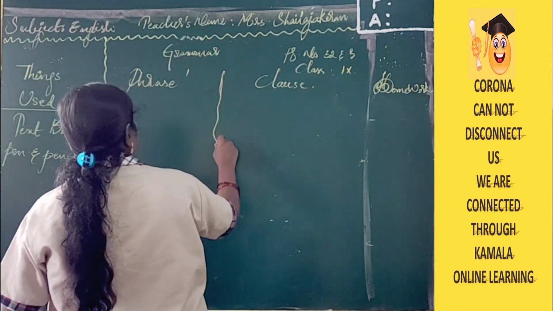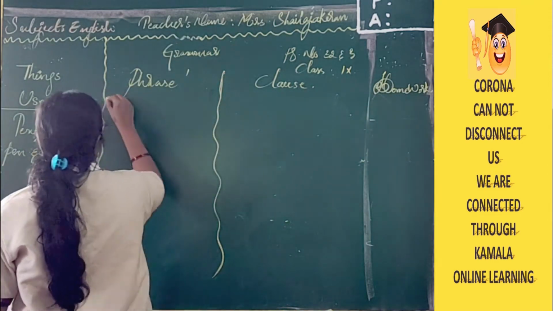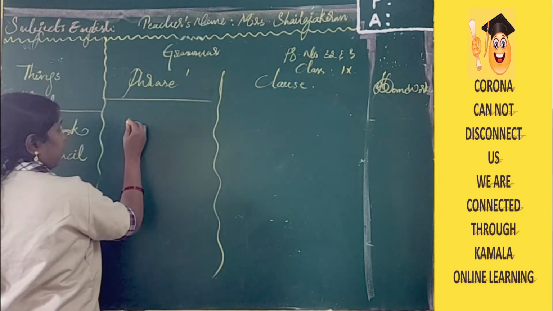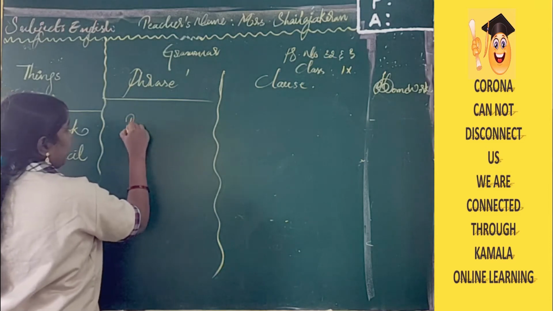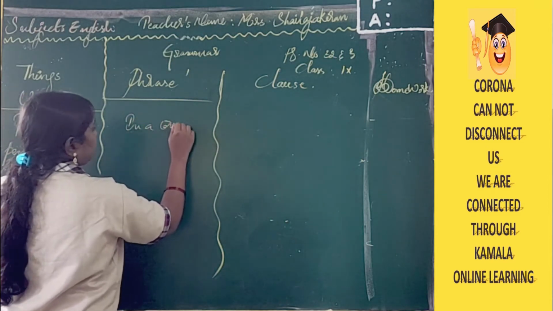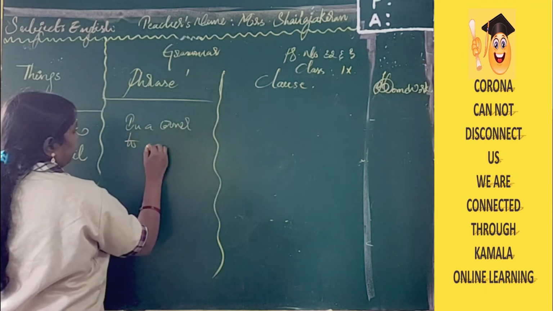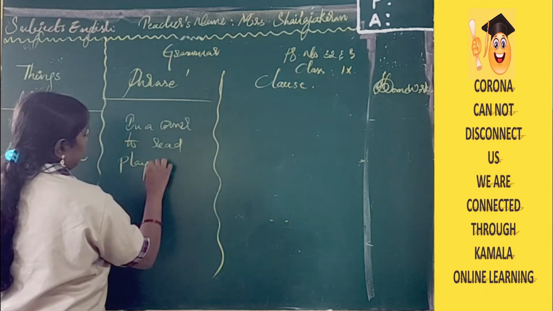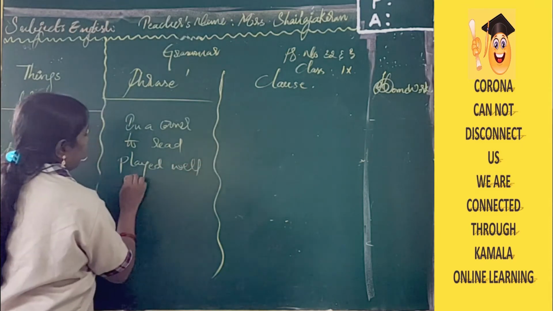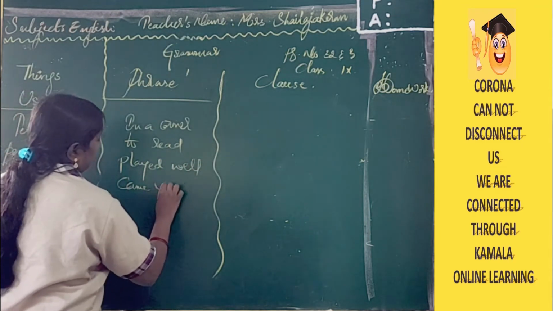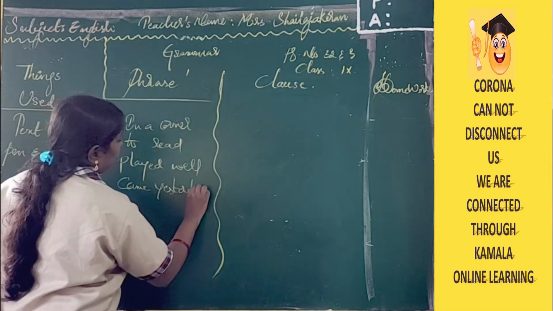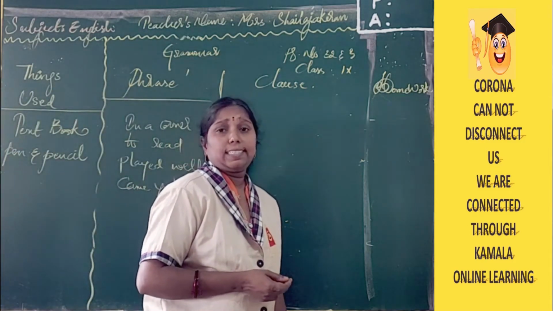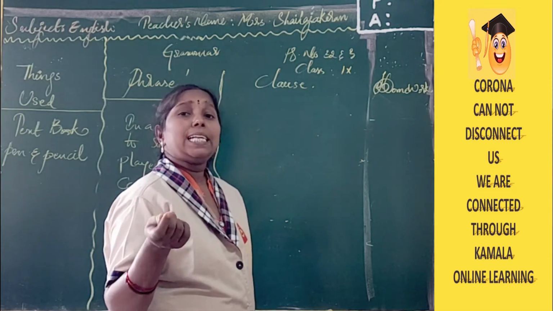Then what is the difference between phrase and clause? A group of words which gives a meaning but not a complete meaning is called a phrase. See now here I said: in a corner, to read, played well, came yesterday. Because they are the parts of the sentences. If we add them, then it will be a sentence.